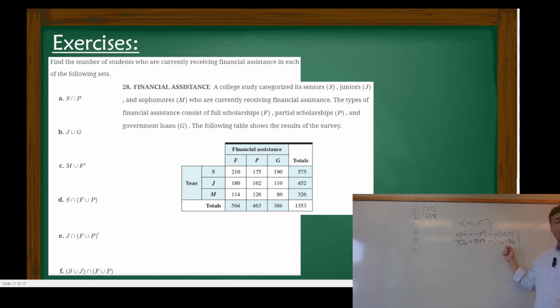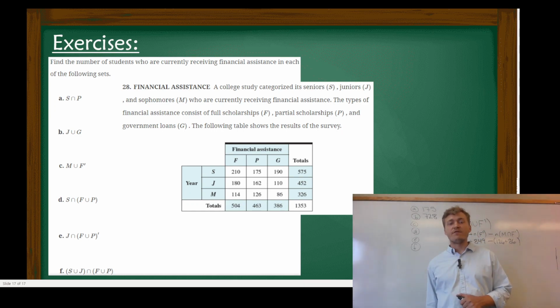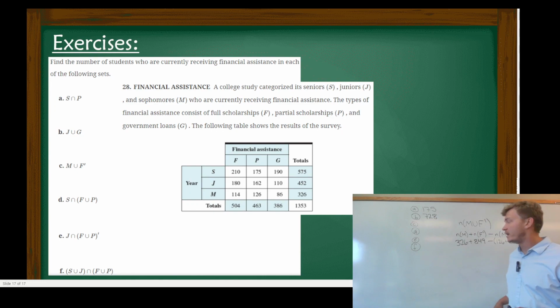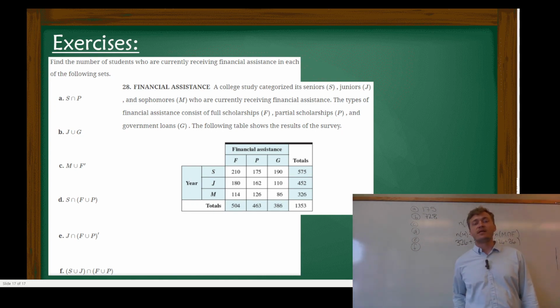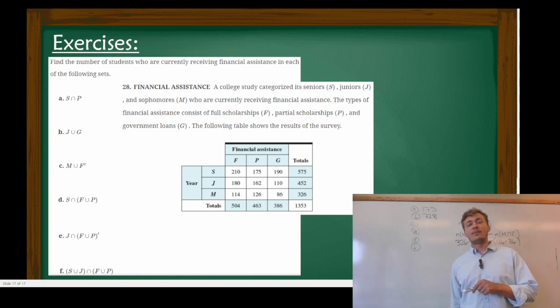Lastly, we're going to subtract the overlap: the sophomores intersect those that aren't on full scholarship. If you look at that, M intersect F is 114. But we're not looking at F, we're looking at F prime. So we're not concerned about M intersect F, we're concerned about the other two options.